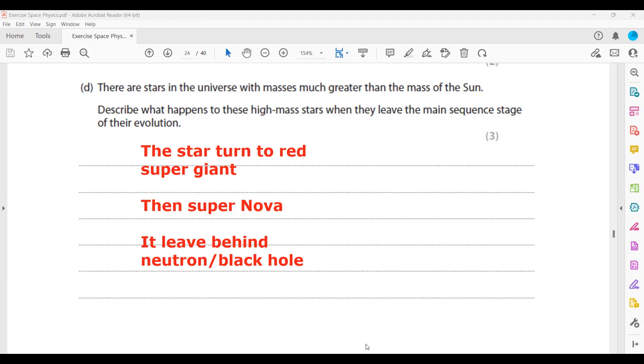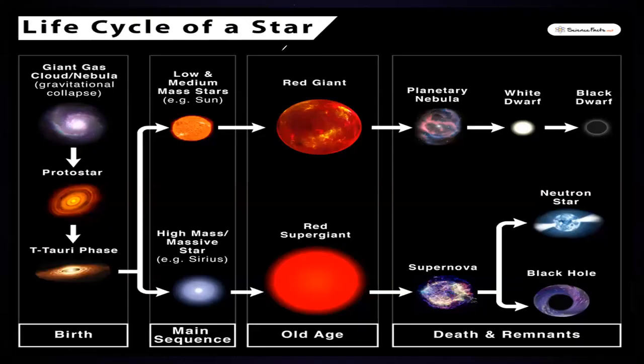If it was for the low mass star, then it will be a red giant, then a planetary nebula, white dwarf, and theoretically black dwarf. Otherwise, a high mass star cannot remain in the main sequence for a longer period of time, so it turns into a red giant, supernova, and then a neutron star and a black hole.